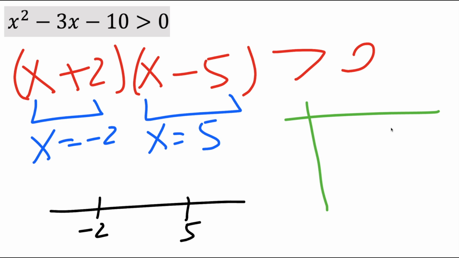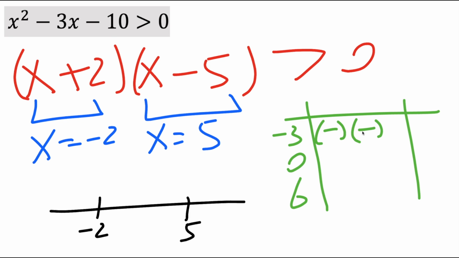So I'm going to create a little table. I need to pick a number less than negative 2. Negative 3 could work. I need to pick a number between negative 2 and 5. Well, 0 is a nice one. I need to pick a number bigger than 5, and 6 is bigger than 5. The next step is to plug in these values. Negative 3 plus 2 would give us a negative 1, but really we're just focusing on negatives and positives, so we'll put a negative. Negative 3 minus 5 would give us a negative 8, so negative. And a negative times a negative is a positive. We want positive because we want a value bigger than 0.